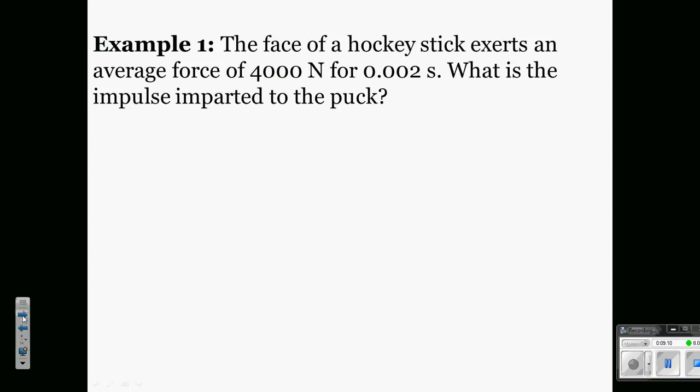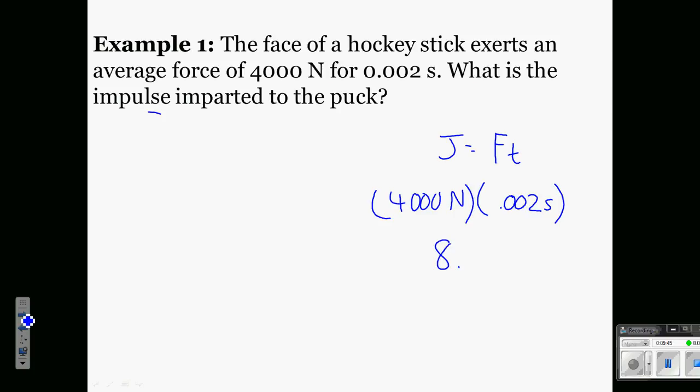Here's our first example. It says the face of a hockey stick exerts an average force of 4,000 newtons for 0.002 seconds. What is the impulse imparted on the puck? We're being asked to find the impulse, so what is the formula? J equals force times t. I paused there so that you could write that down or think of it yourself. Make sure that you're taking notes as you're watching these videos because that is an expectation when I grade your journals. So 4,000 times 0.002 is 8 newton-seconds. And there is our example 1.